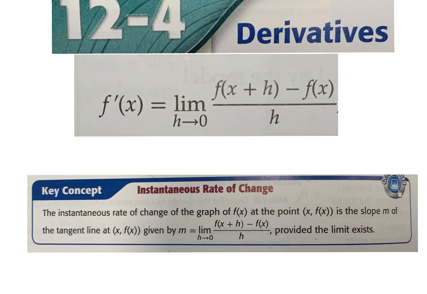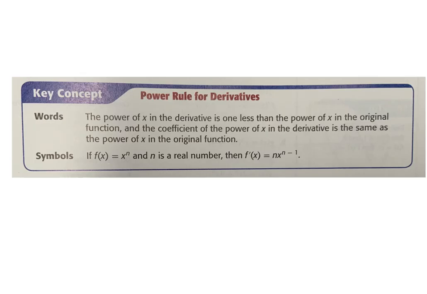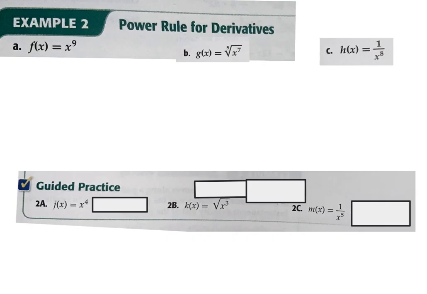All right, so we're going to use our shortcuts based on a pattern. The first shortcut we're going to use is the power rule. The power rule says that if you take your original function and you want to find your derivative, you can take the exponent and multiply it to the front, and then subtract 1 from your exponent, and that is your new function called the derivative, okay? So let's look at the example. These are simple, all right?